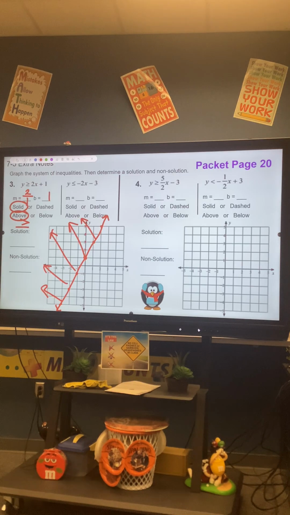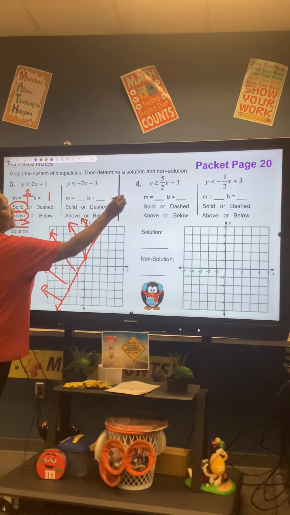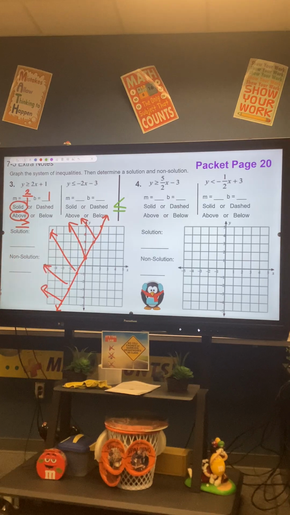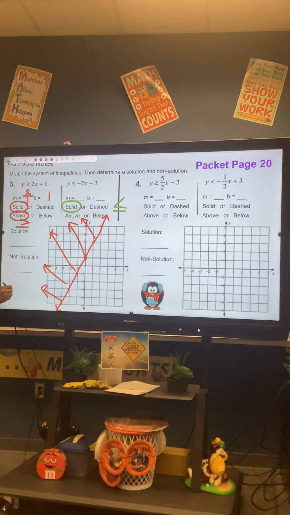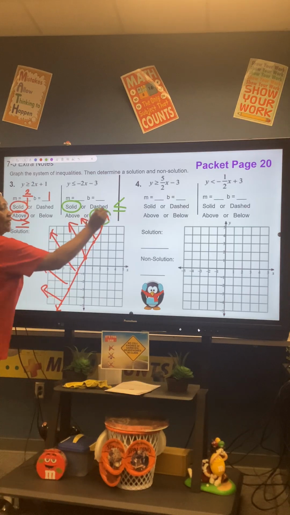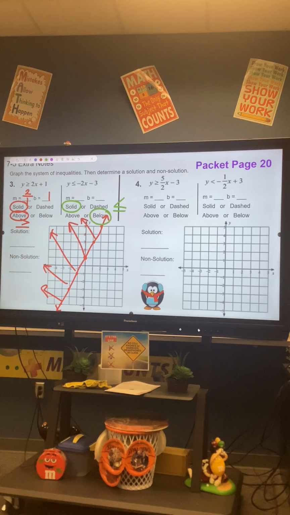All right. Now let's go get the other. I'm going to change colors. We'll go green because it's crystals and that's where I'm at. That is a less than or equal to sign. So less than or equal to means it should be solid. If you're less than something, you're going to shade below it. That's what the inequality sign tells you. That's how you know what you're doing.